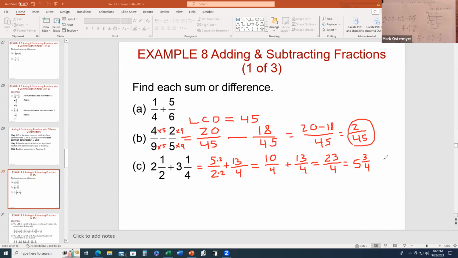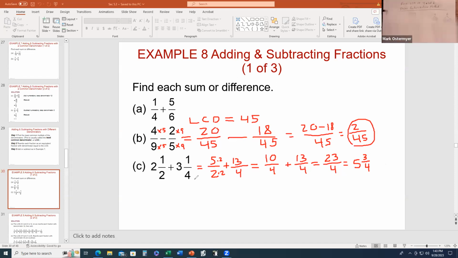Everybody see that there? Everybody see how I added those mixed numbers together? I turned them into improper fractions first and then went from there. Okay. Is that the only way I could have added these mixed numbers together? The answer is absolutely not.